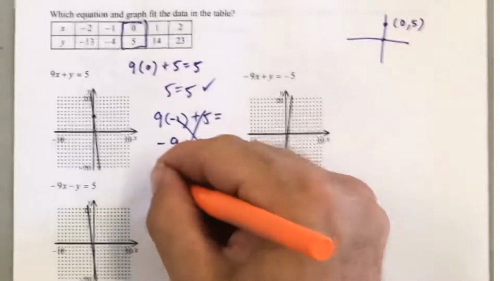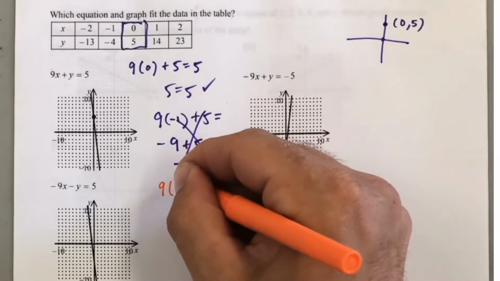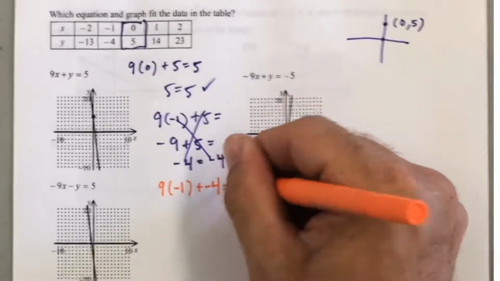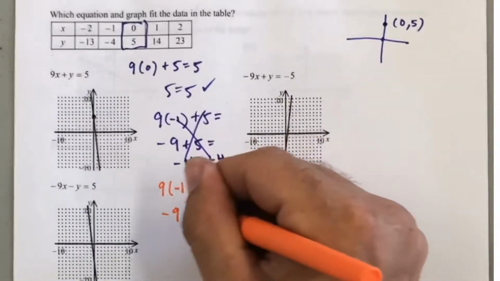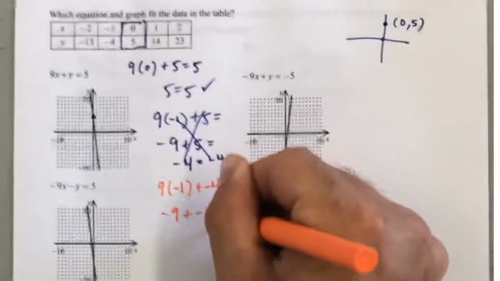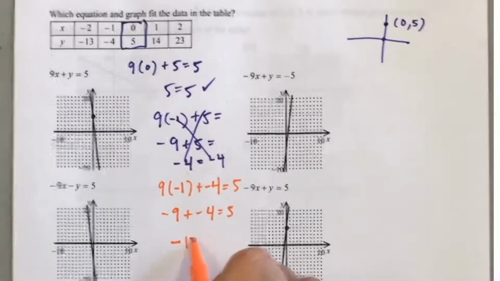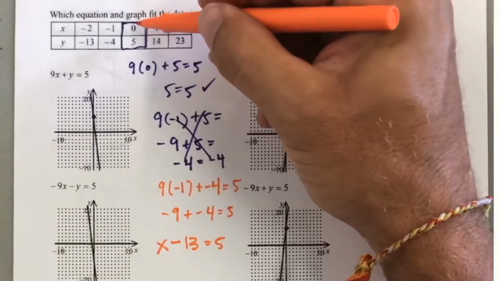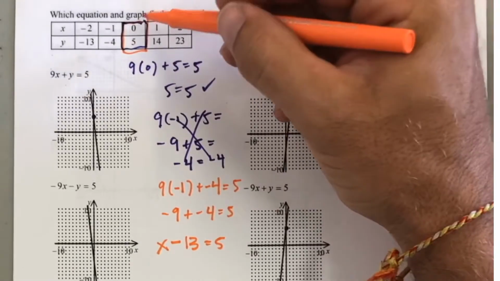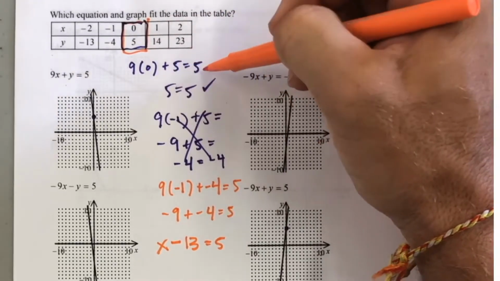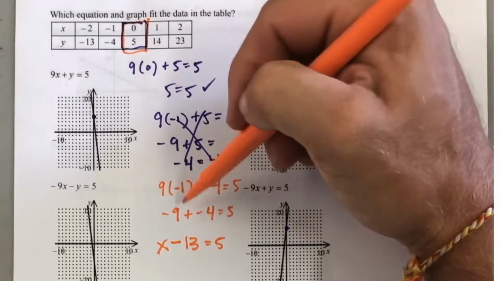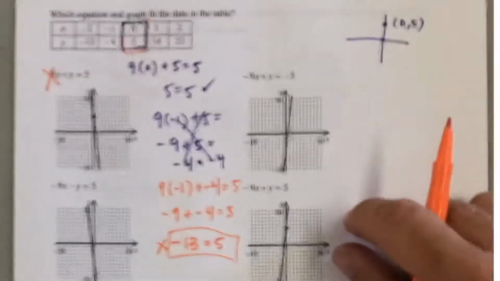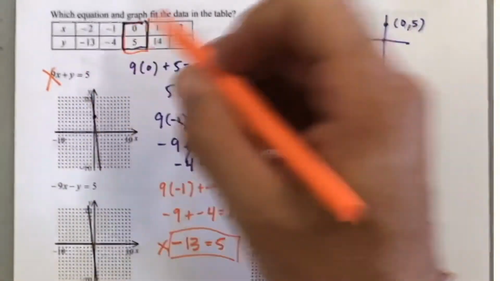It should have been 9 times negative 1 plus a negative 4 is equal to 5. Here I have -9 plus a -4. If I'm adding two negatives, I'm getting a total amount of negatives, so -13. So we see here that although this worked with the 0 and the 5, when I plugged in a -1, it actually doesn't work anymore. This doesn't work. So this is actually not going to be the function.